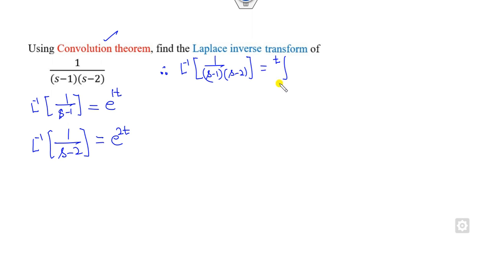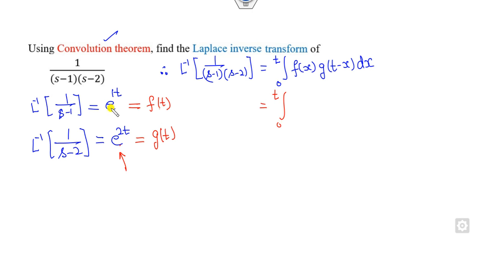It is the integral from 0 to t of f(x) g(t minus x) dx. Now out of these two functions, you may choose this as f(t), or you may choose this as f(t). That's totally your choice. If you choose this as f, then this becomes my g. If you choose this as my f, then this is my g. That's your choice. The answer will be the same in both cases.